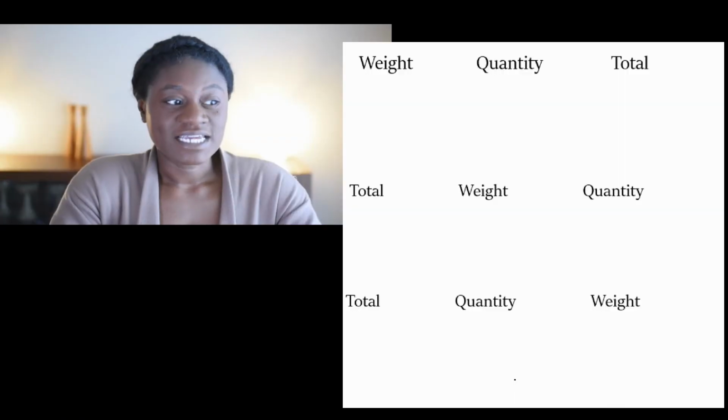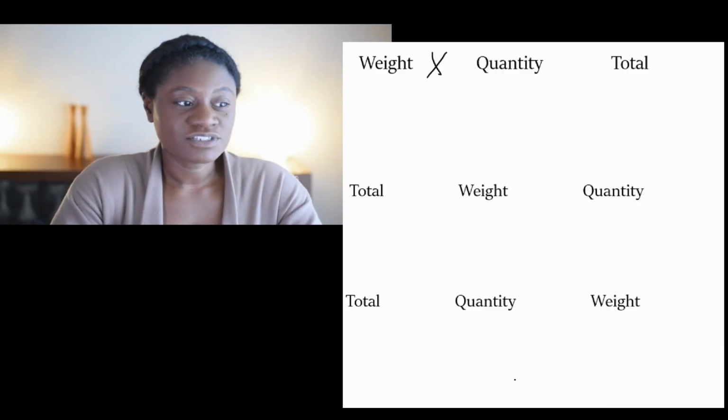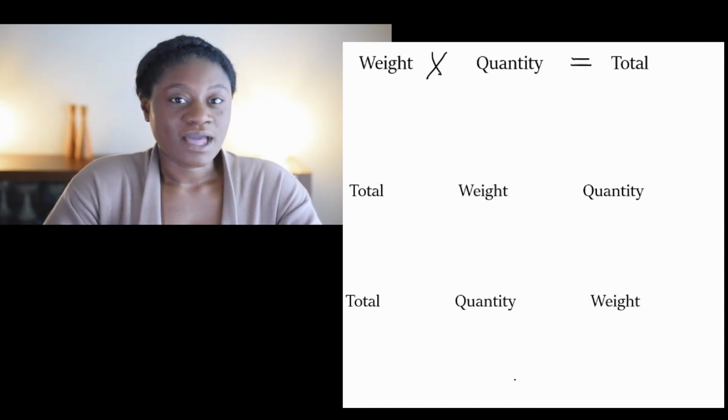Now I'm going to share with you a format that you can use to help you solve these problems. So remember, if you know at least 2 pieces of information, you're going to be able to solve for the third. So if you know how much weight each item has and how many items you have, you'll be able to get the total by taking the weight times the quantity, the number of items. That will get you to the total.